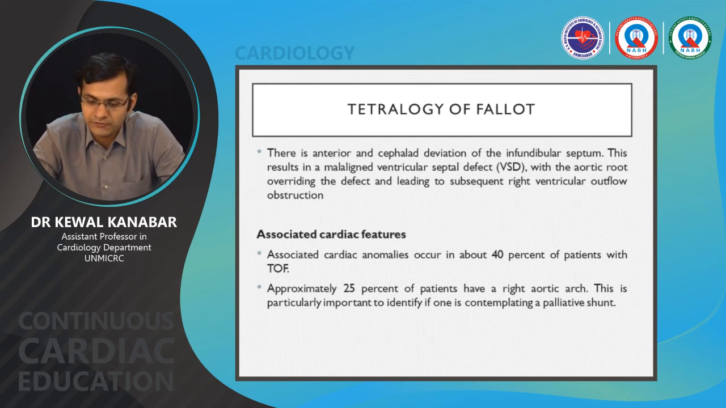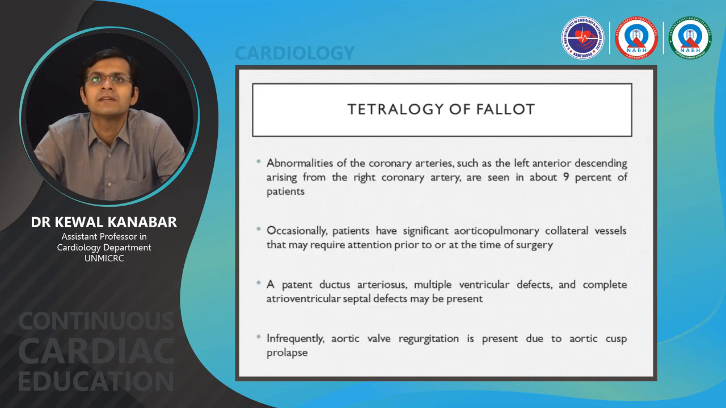Associated cardiac anomalies are frequently seen in TOF, including right-sided aortic arch, or these patients may have additional ASDs, additional muscular VSDs, coronary artery anomalies, right? Coronary artery anomalies, particularly LAD from RCA, is seen in around 10% of patients. Some patients may have a large conal branch crossing the RVOT. Patients may have additional MAPCAs which may need to be addressed prior to surgery. Patients can have PDAs, VSDs, complete AV canal defects. Some patients may have aortic regurgitation.